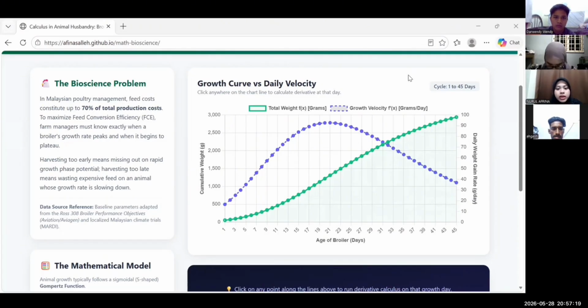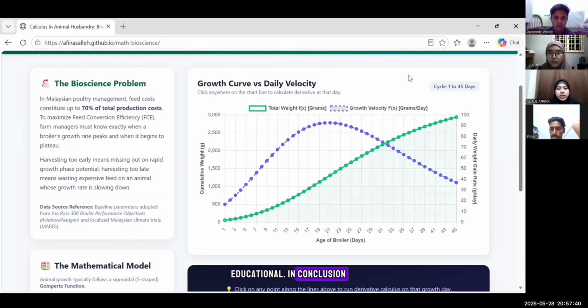One way to improve this HTML file is to add a responsive interactive chart. For example, users could adjust constants and instantly see how the growth curve changes. This will make the web page more engaging and educational.